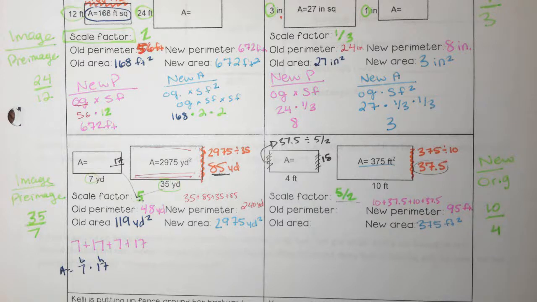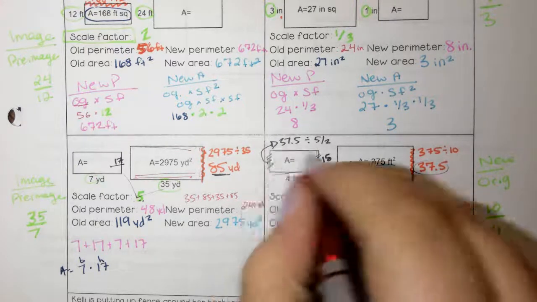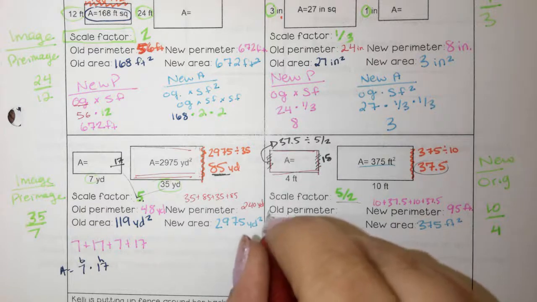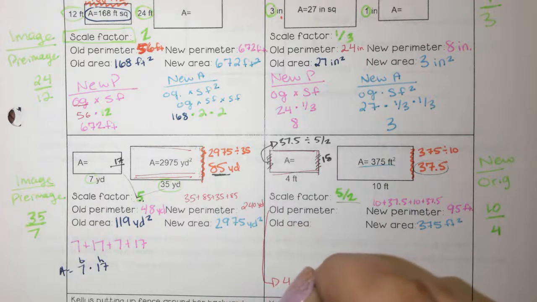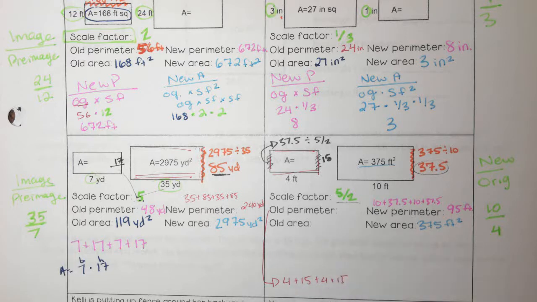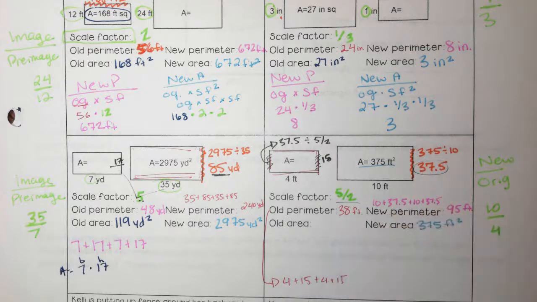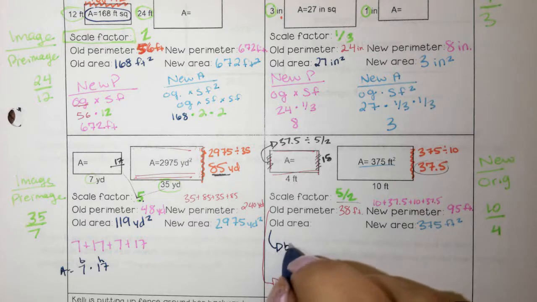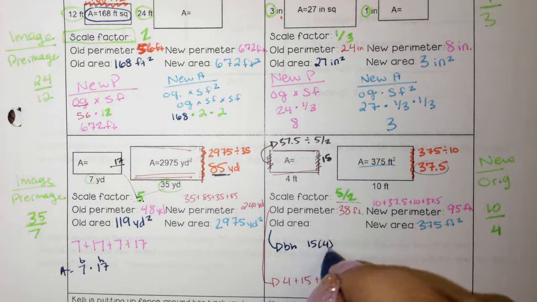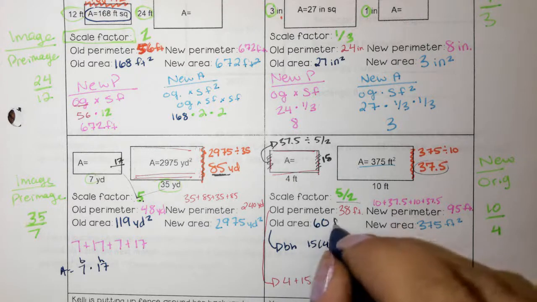Now that I know that side length, finding the perimeter and the area should be simple. The old perimeter would just be 4 plus 15 plus 4 plus 15. 4 plus 15 plus 4 plus 15 is 38. And this is measured in feet. And the old area would be the base times the height, or 15 times 4, which is 60 feet squared.